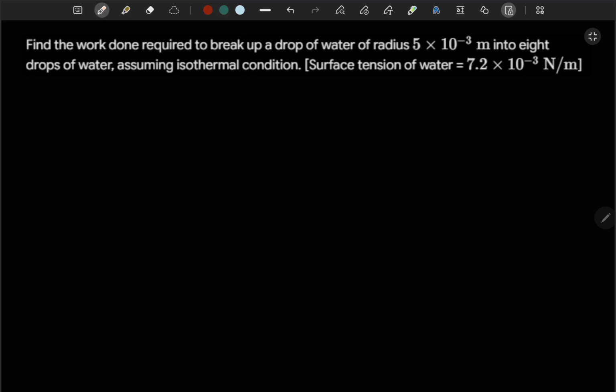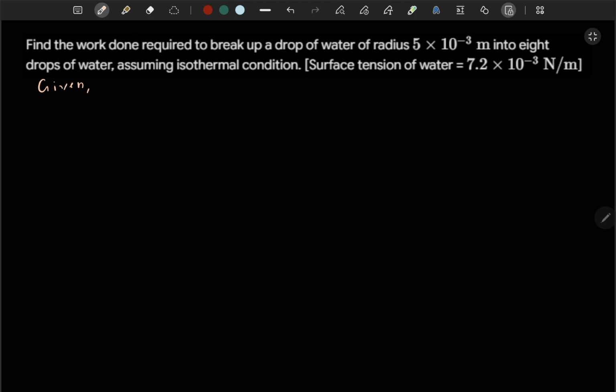Now here is the second question. Find the work done required to break up a drop of water of radius 5 into 10 power minus 3 meter into 8 drops of water. Assuming isothermal conditions, given surface tension of water 7.2 into 10 power minus 3 Newton per meter.